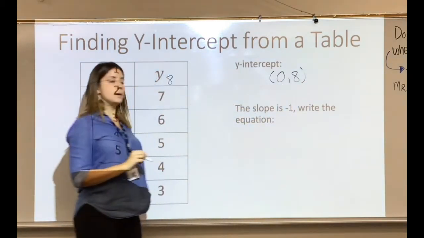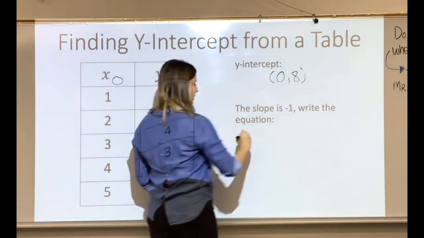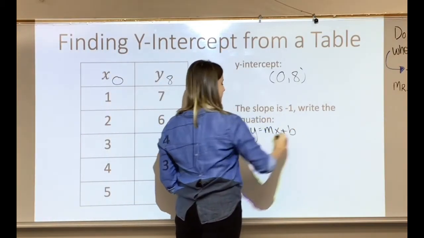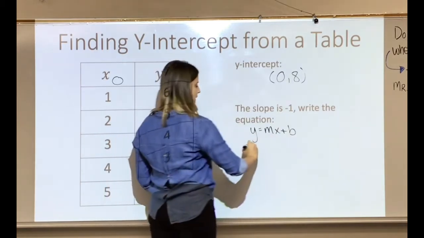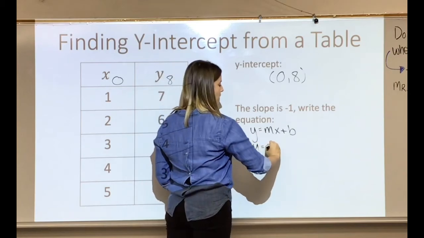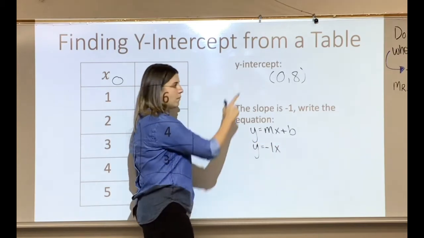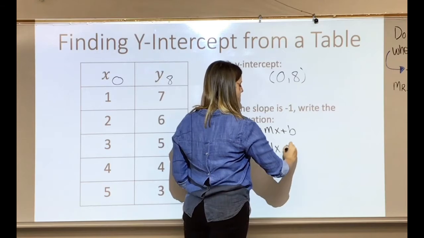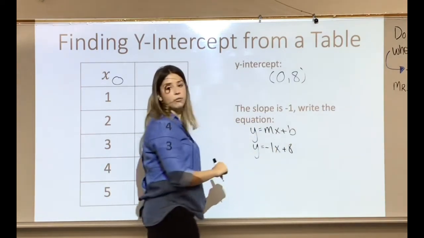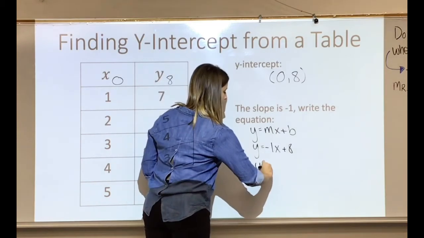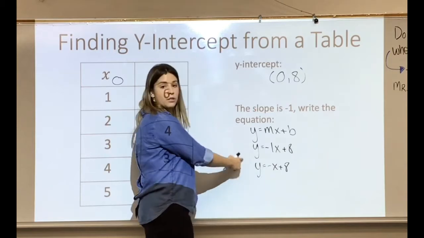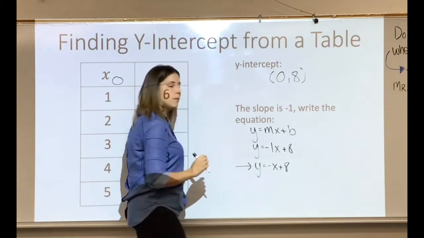I'm telling you the slope is -1, so we're going to write the equation. Y equals mx plus b. So y equals, my slope is -1, so you write -1x. My y-intercept is 8, so you have your +8. The better way to write this, you don't have to write -1. You could just write y equals -x plus 8. Both of these are correct. This is just a little bit more algebraic.